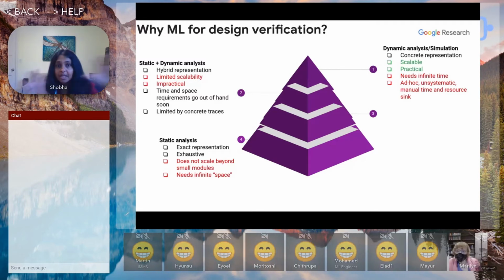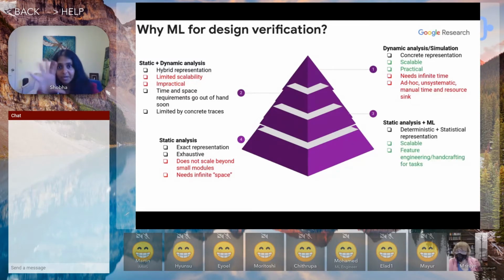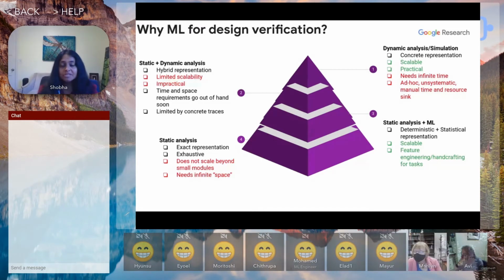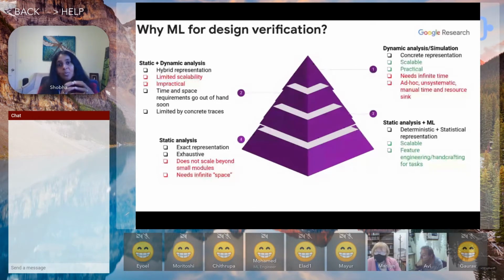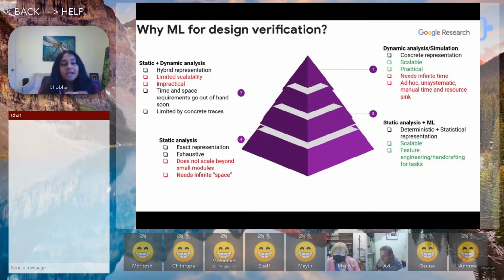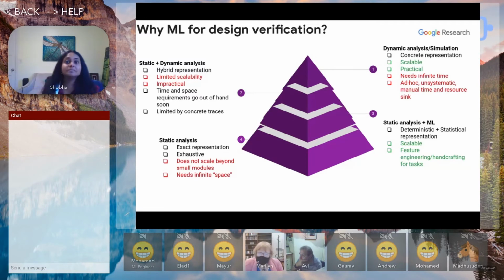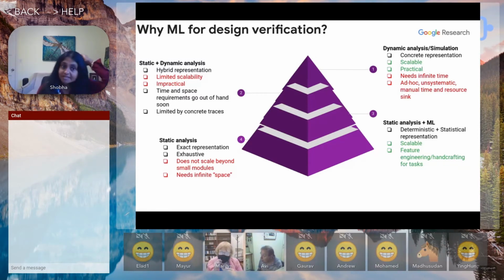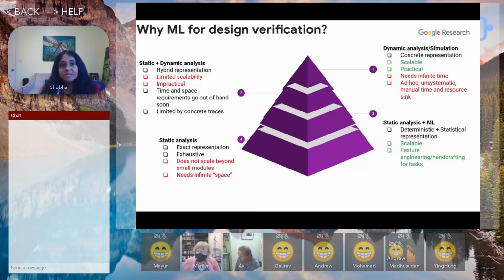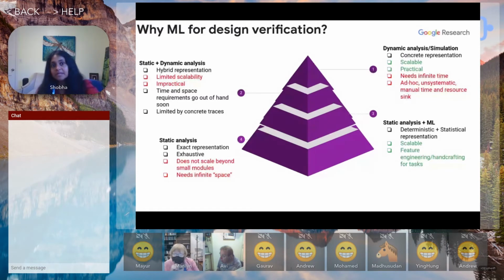So then we come to the final part of this puzzle, which is the concept of applying ML, but under the guidance of the static analysis. Okay, so what that means is, number three is where I have spent a lot of my research time thinking about that space of solutions for verification.